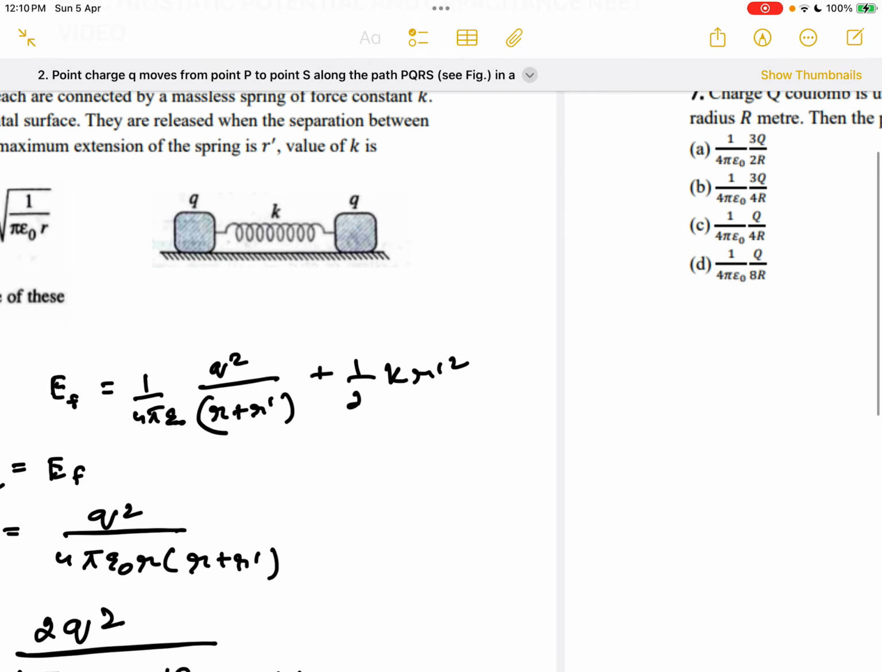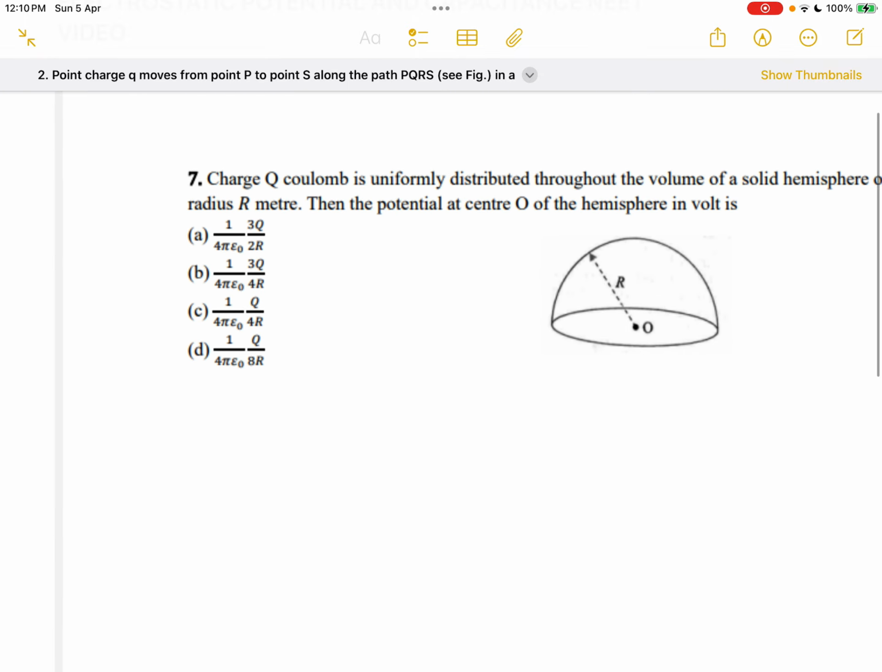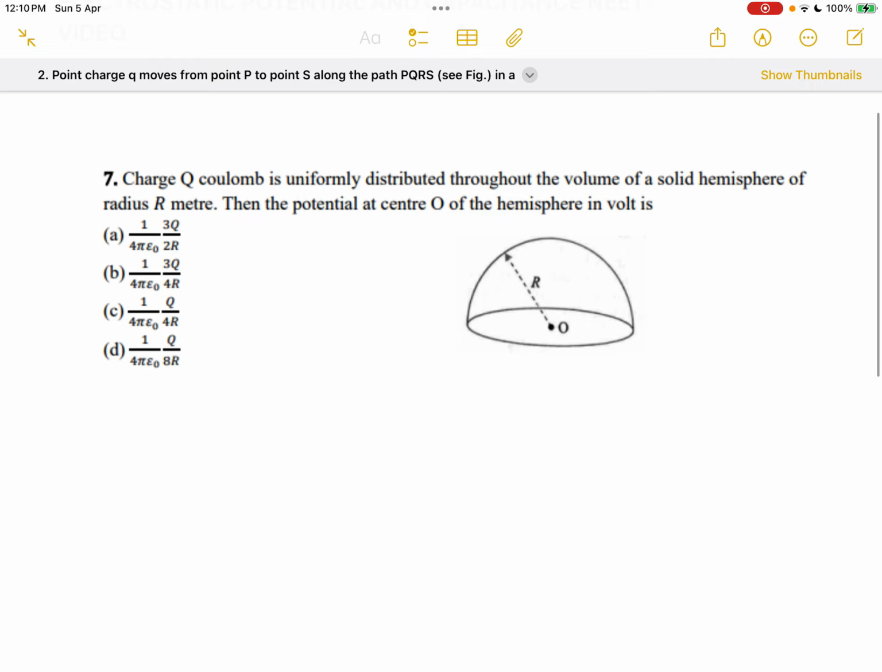Let us go further to question number 7. A charge q coulomb is uniformly distributed throughout the volume of a solid hemisphere of radius r meter. Then the potential at the center O of the hemisphere in volt is. That's the question. What is the potential at the center? Now, it's quite a simple question here. The potential at the center of a uniformly charged sphere is 1 by 4 pi epsilon naught, 3q divided by 2r.